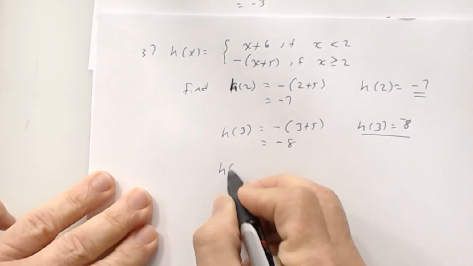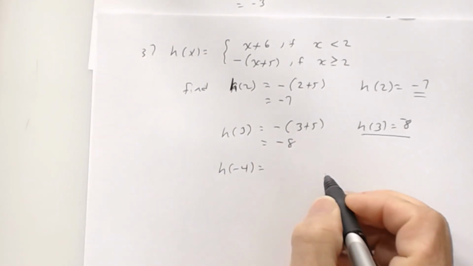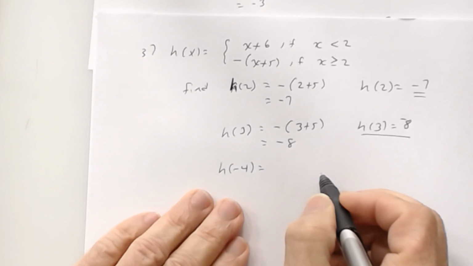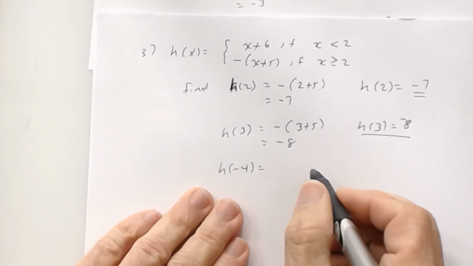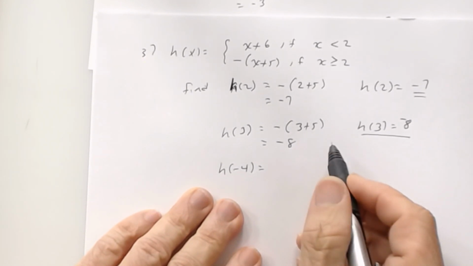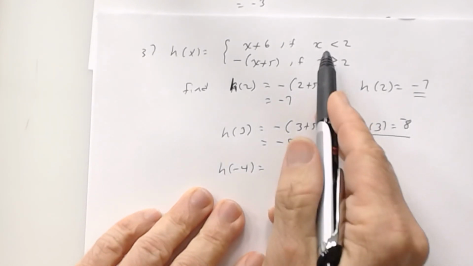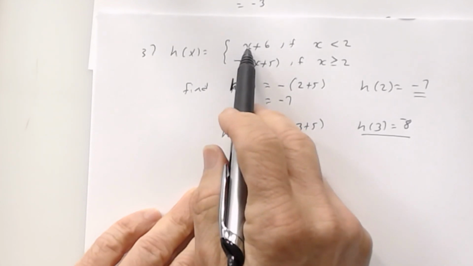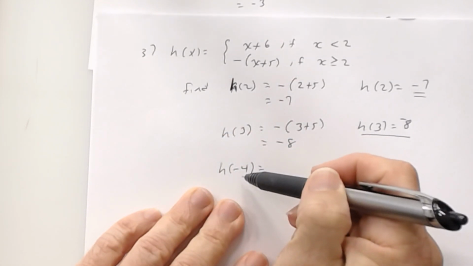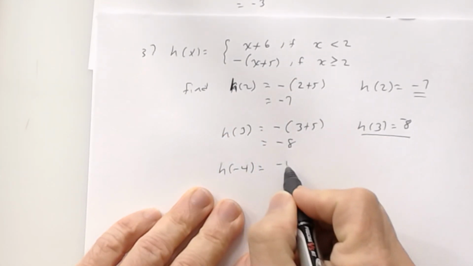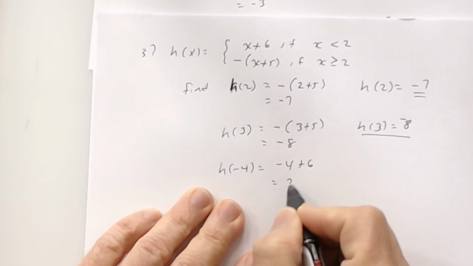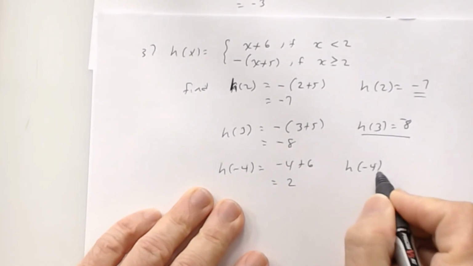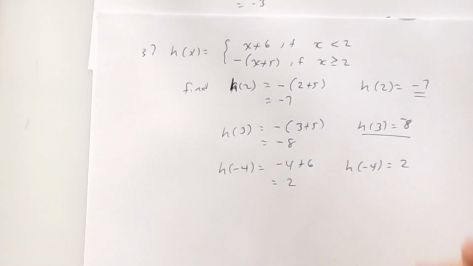H of negative 4. Which part of the function do I use? Top one, right? Negative 4 is less than 2. So use the top function. So where we see the variable x, what do you substitute? Negative 4. So get negative 4 plus 6. So that's 2. So h of negative 4 equals 2. So in a little while when we plot these, when x is negative 4, you're going to get the y value to be 2.